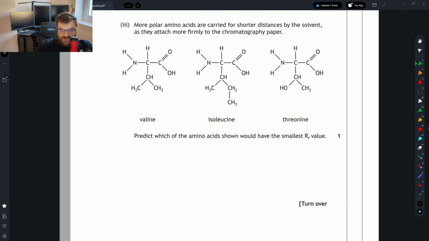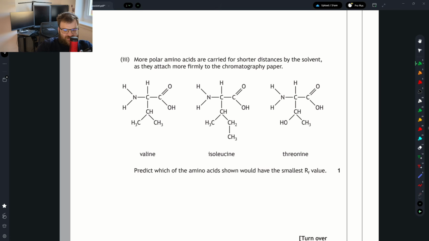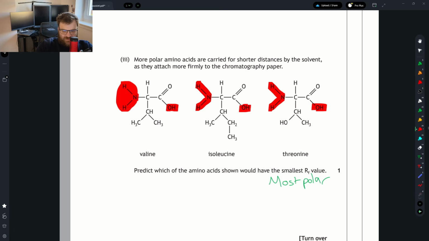This one, predict which one has the smallest RF value. And it says up the top that the more polar, the shorter distance. So this is telling me that we need the most polar chemical. And here we're looking for differences in electronegativity. If we look at this part here, you can form hydrogen bonds from N to H between them. We've also got the O to H here. Got this bit. This bit.